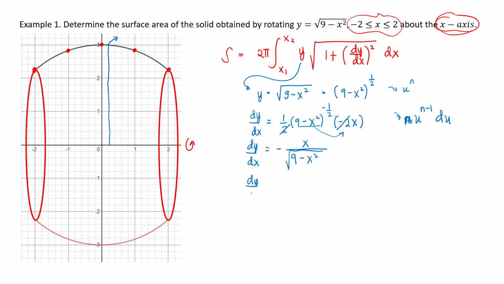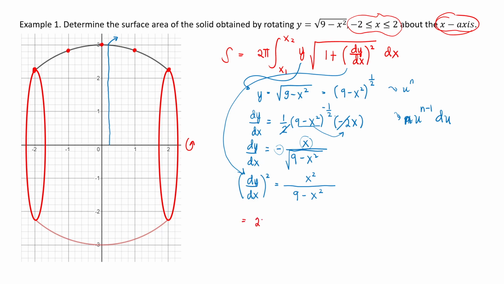So getting the square, dy over dx squared. If we square negative 1, that would be positive 1. If we square x, that will be x squared. If we square the square root of 9 minus x squared, that will be 9 minus x squared. So this will be the value for your dy over dx. Since the determination of the different parts is now complete, we can now proceed with the formula.